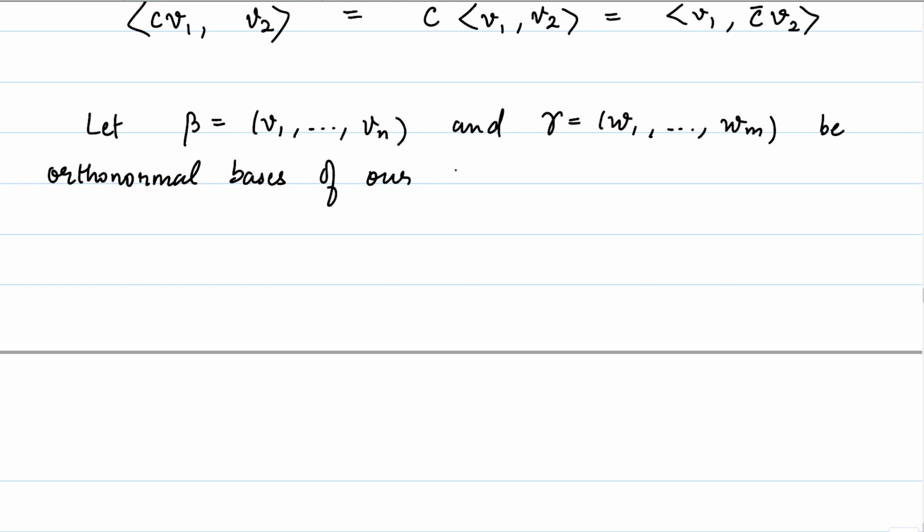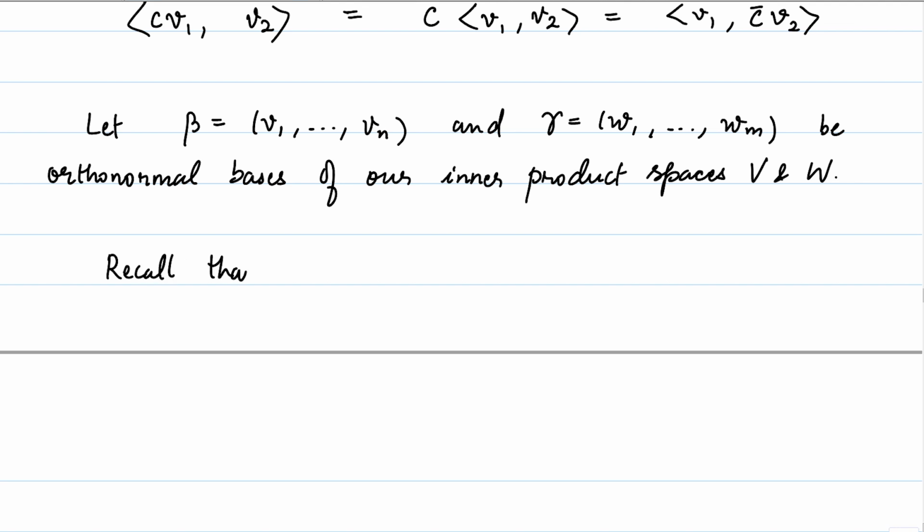of our inner product spaces V and W. What is the good thing about an orthonormal basis? When we have an orthonormal basis v1, v2 up to vn, we know the explicit expression of any vector v in terms of v1 to vn. So let me recall that v is the inner product of v with v1 times v1 plus up to the inner product of v with vn times vn, for all v in capital V.